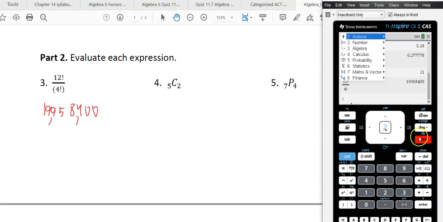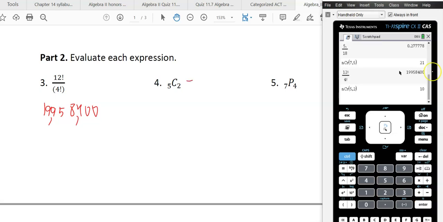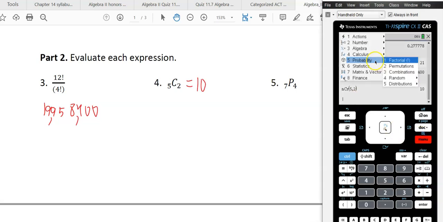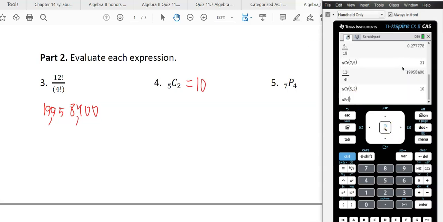nCr, so you can type it in or just go to probability. That's a combination. It'd be 5, 2, which is 10. And then menu probability permutation, 7, 4. That'd be 840.